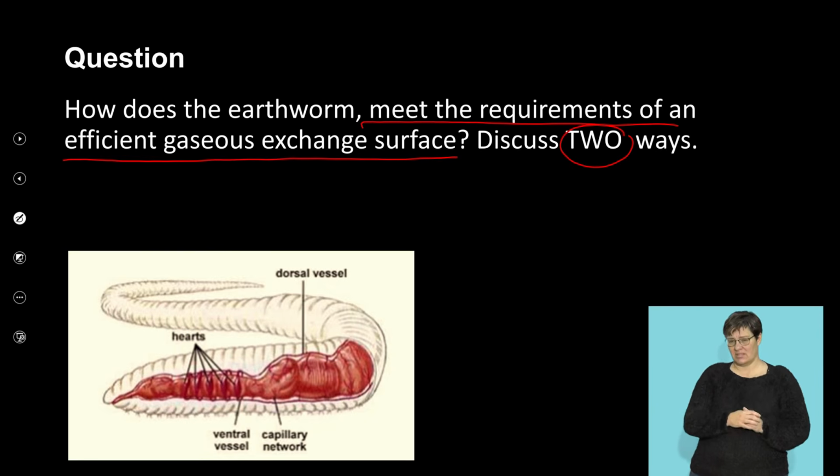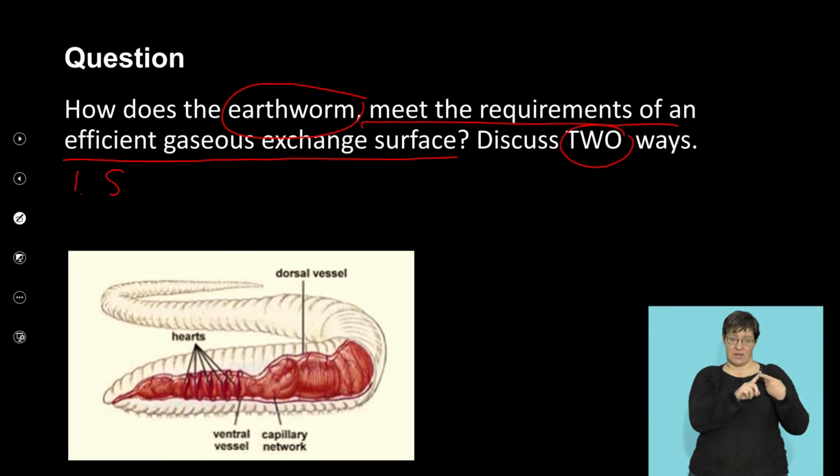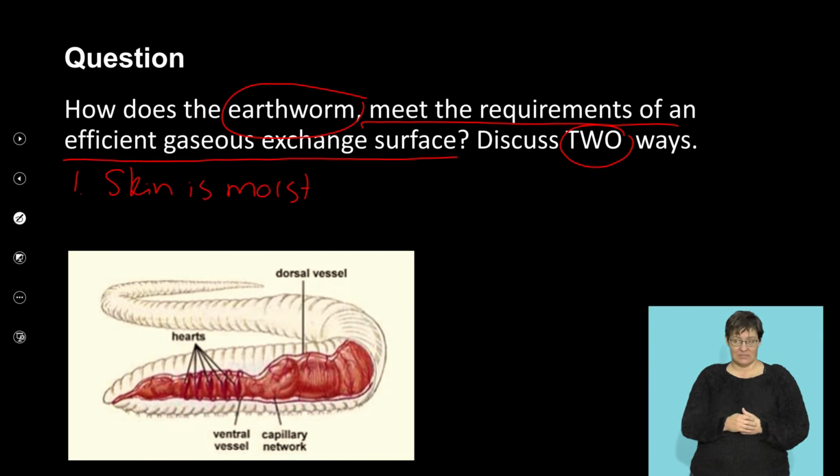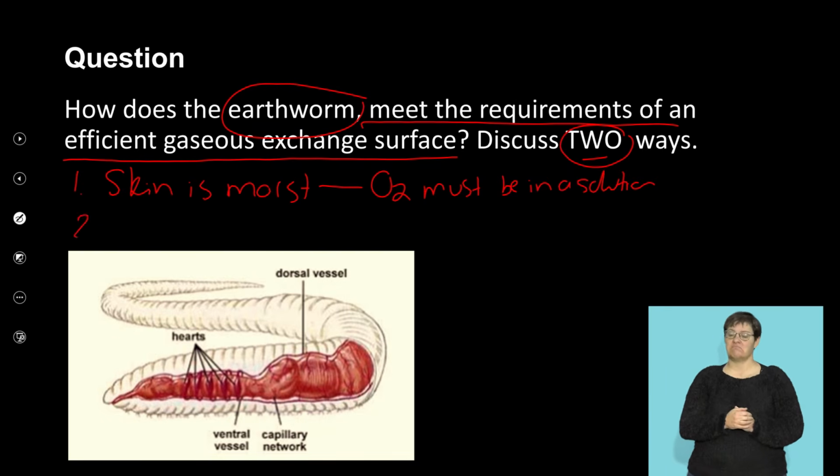There's a way that you could do it, but you need to link it back to the earthworm. So I'm going to go with number one. The skin is moist. We said that moistness, not drying out, is really important. And when I say discuss, you must tell me the skin is moist for 1 mark. And why is that important? That is because oxygen must be in a solution in order for gaseous exchange to occur.